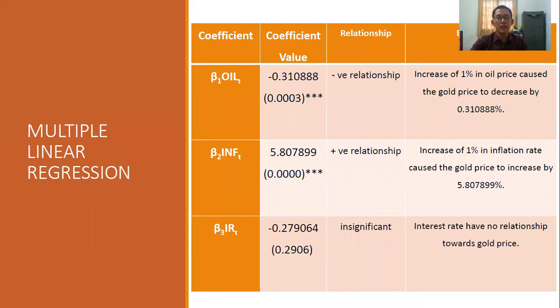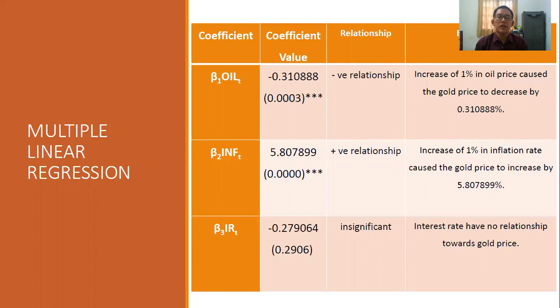Next is the multiple linear regression. For the first IV, which is oil, we can see that the coefficient value is negative and it is significant. So we can conclude that oil has a negative relationship with the gold price. For example, an increase of 1% of oil price causes the gold price to decrease by 0.31%. Next is the inflation rate. From the coefficient and probability value, we conclude that it has a positive relationship with the gold price. For example, an increase of 1% in inflation rate causes the gold price to increase by 5.8%.